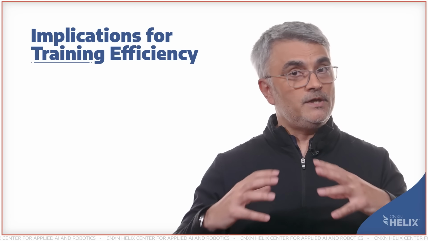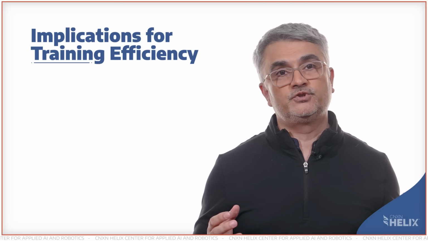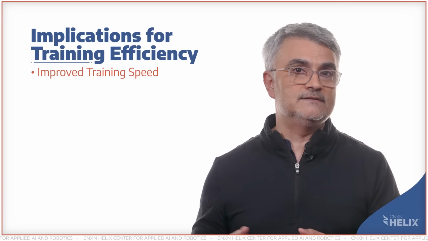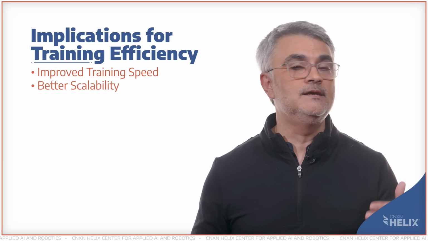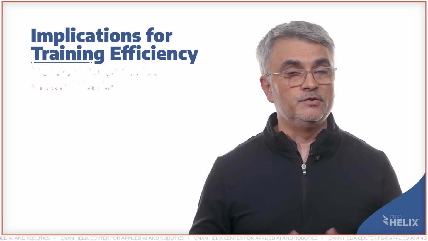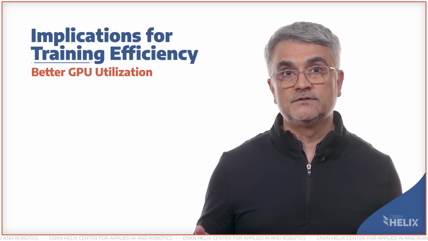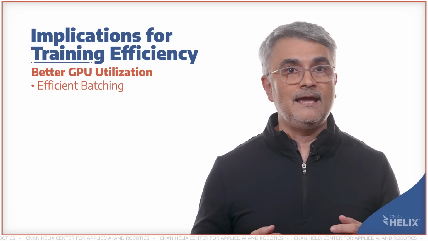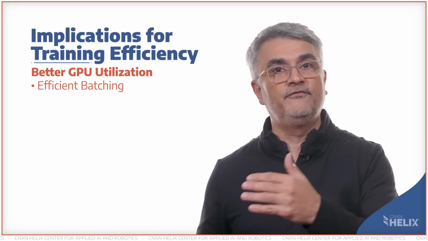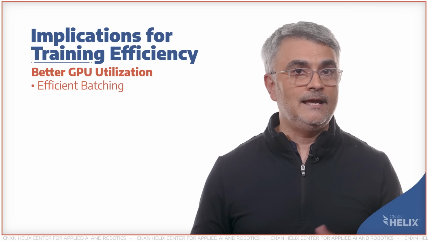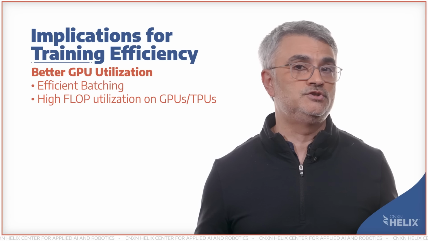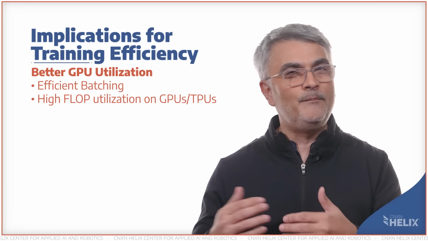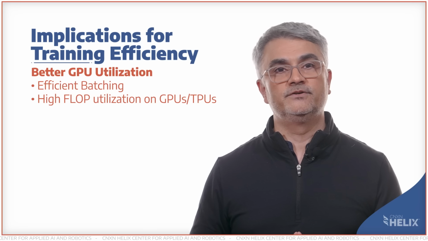The third area is implications for training efficiency. Now, the architectural features of transformers translate into major gains in both training speed as well as scalability. You get certainly better GPU utilization. So, for example, matrix multiplications for QKV and the attention output can be batched efficiently across the entire sequence. And this leads to high FLOP utilization on GPUs and TPUs, as operations are now better aligned with modern hardware accelerators.